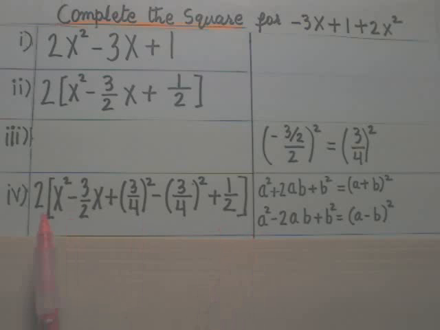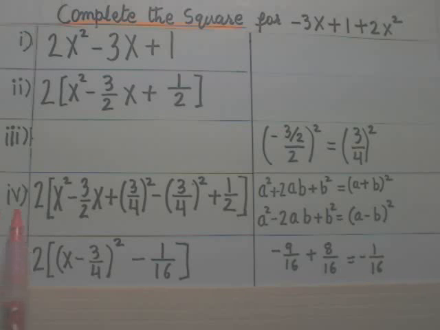Instead of a squared, we have x squared. So instead of a, we will write x. Instead of b squared, we have 3/4 squared. So instead of b, we will write 3/4. So these 3 terms can be condensed into a minus b quantity squared or x minus 3/4 quantity squared. Keep the other things as it is. There's the 2. Instead of this, we rewrite it as x minus 3/4 quantity squared.